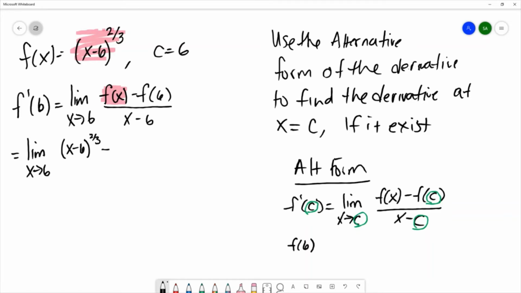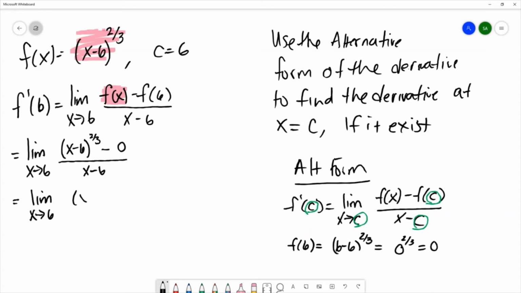f of 6 is 6 minus 6 to the 2/3 power. 6 minus 6 is 0, and 0 to the 2/3 power is 0. So f of 6 is 0. And then we've got divided by x minus 6. I'm going to continue to simplify this limit. And x minus 6 to the 2/3 power minus 0 will be x minus 6 to the 2/3.